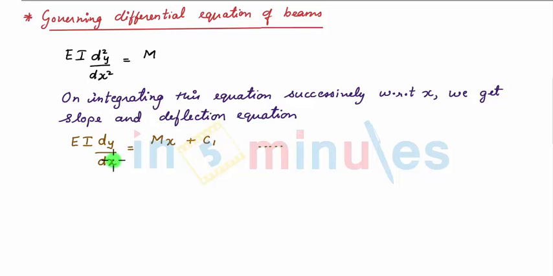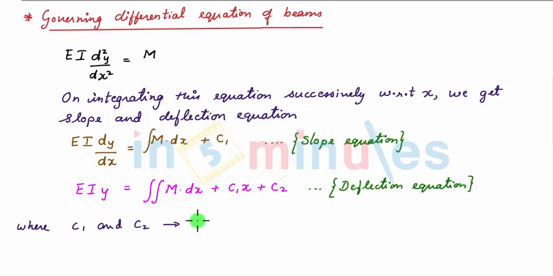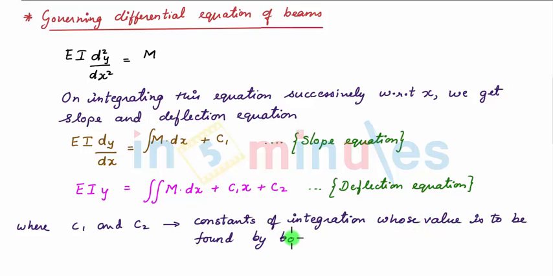So upon first integration, we get the equation as EI dy by dx equal to integral of M dx plus c1, and this equation is called the slope equation due to the presence of the term dy by dx. Upon integrating it further with respect to x, we get EI y equal to double integral of M dx plus c1 x plus c2, and this equation is called the deflection equation. And in this equation, c1 and c2 are constants of integration whose values are to be found out by boundary conditions of the beam.